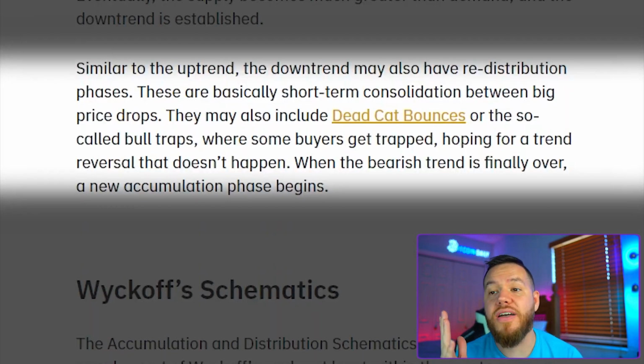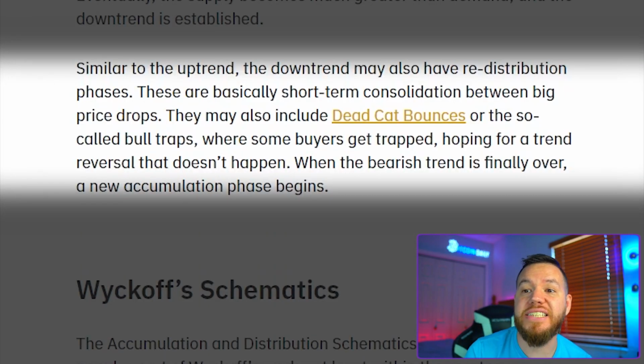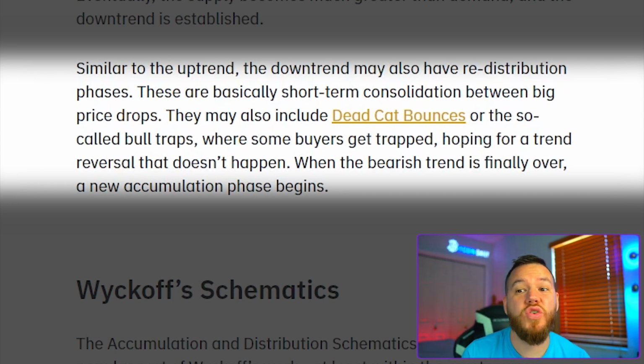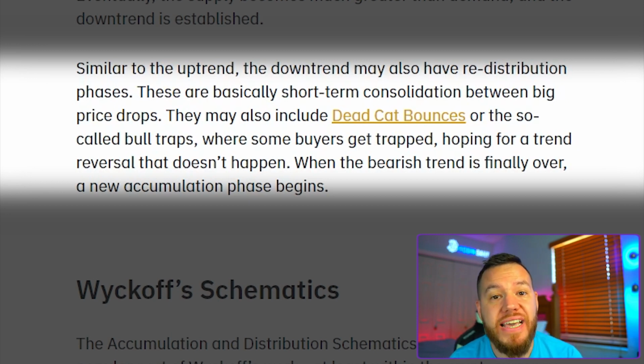Similar to the uptrend, the downtrend may have redistribution phases. These include the dead cat bounces, or the so-called bull traps, where the buyers get trapped hoping for a trend reversal that doesn't happen. When the bearish trend is finally over, a new accumulation phase begins.